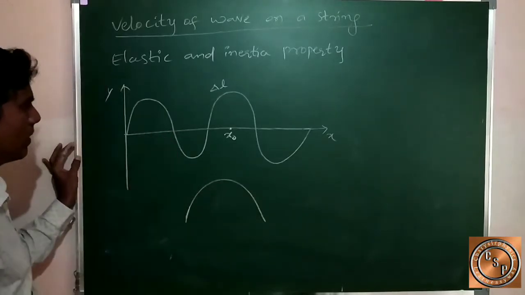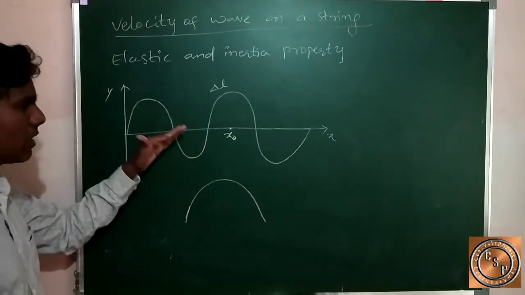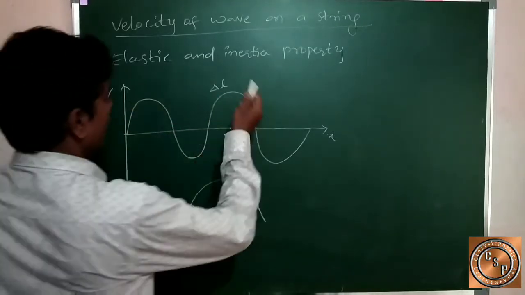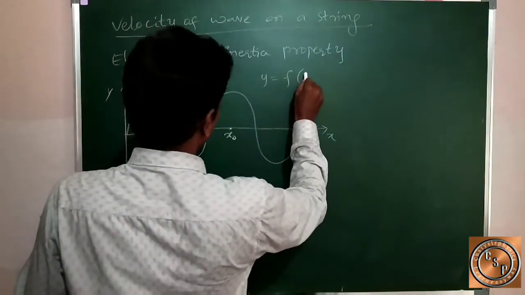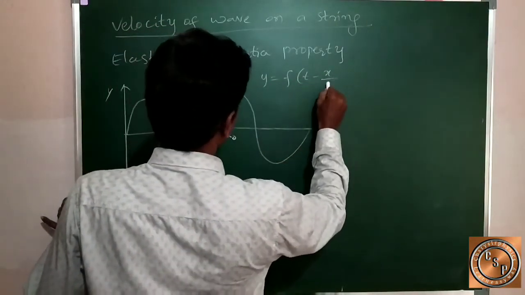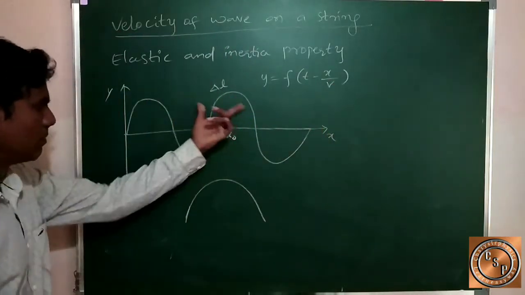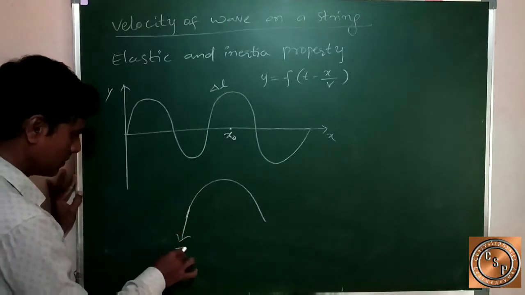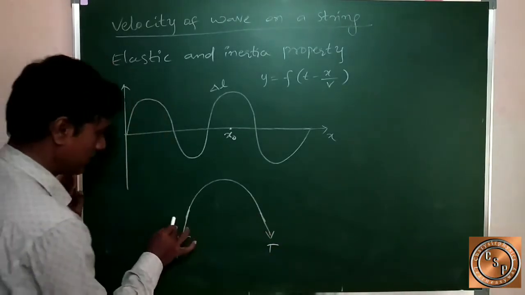Where is the wave traveling? The wave is traveling in the forward direction. That means it is moving along the positive x direction. Hence the wave displacement function is f of t minus x by v. Already we discussed this equation. Now the element is taken outside like this. Here is tension. This is also tension in the string.